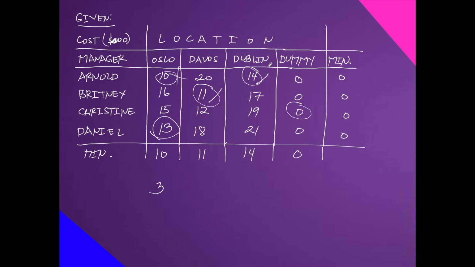And we also said, without knowing how to do the Hungarian method, by just simply looking at this data, 14, 17, 19, 21, he is the smallest. Therefore, Arnold really belongs in Dublin. But if you insist on Oslo, okay, that's fine. We saved earlier. Therefore, who would you pick for Dublin? The next one is Britney, 17, but she's already in Davos.